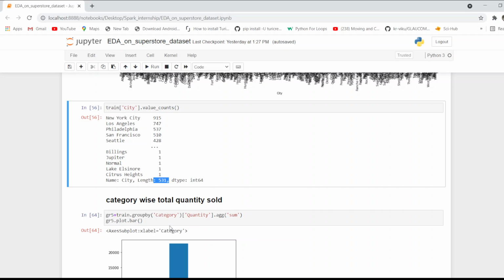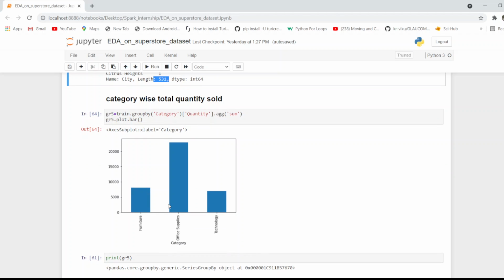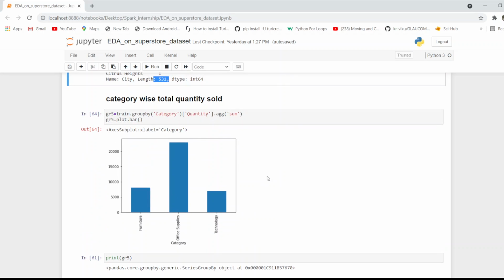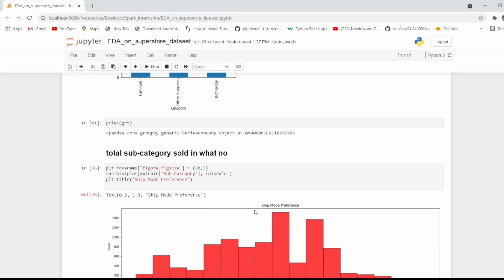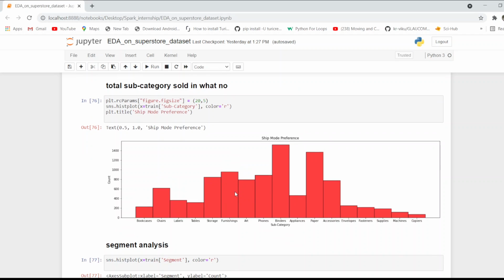Then I have used the category wise total quantity sold, like office supplies is the item which sold the most, which we already saw in the pie plot. Then the total subcategory sold in numbers, like you can see the binder is the most sellable item here, and after that there is paper which is also highly sold.